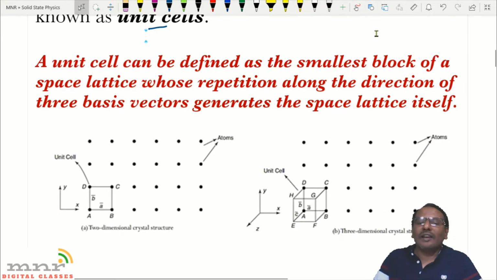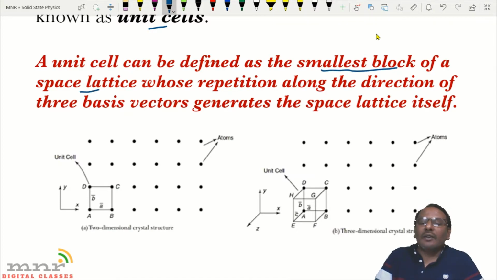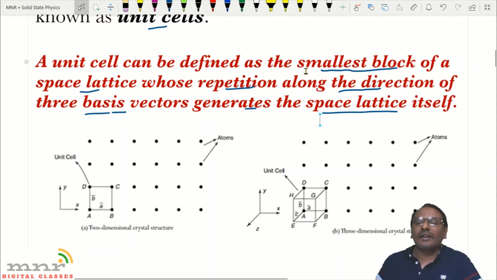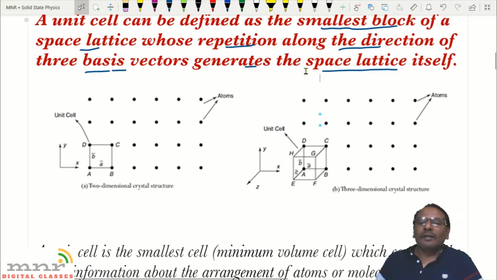A unit cell can be defined as the smallest block of the space lattice whose repetition along the direction of three basis vectors generates the space lattice itself. Now let us understand the concept of unit cell. For the sake of convenience, first let us consider the two-dimensional case. Then we will move on to the three-dimensional case.